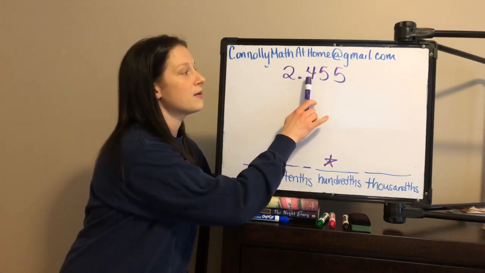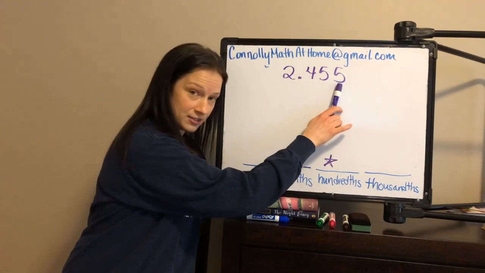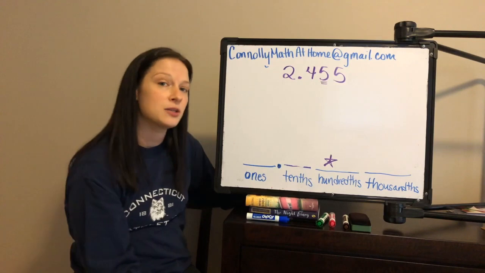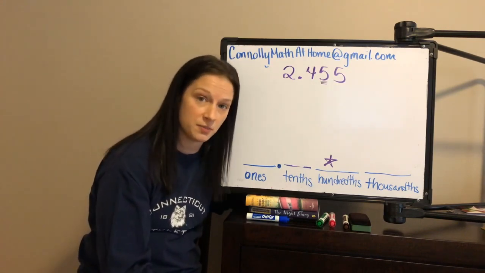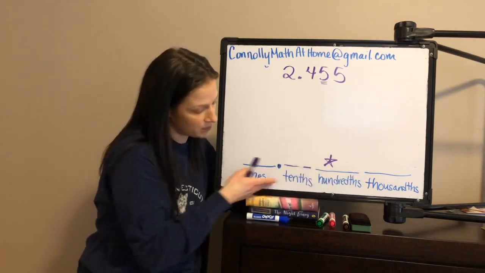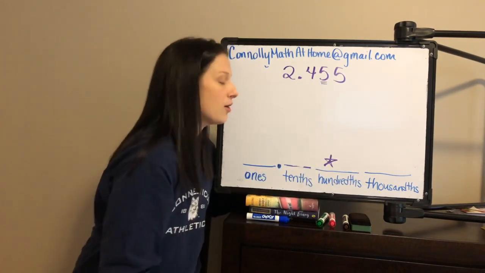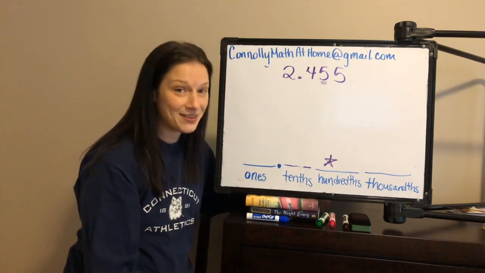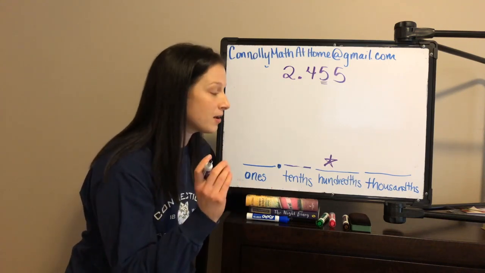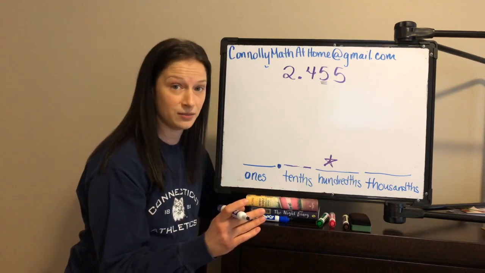2 and 455 thousandths, okay? And we are going to be rounding to the hundredths place, okay? So I underlined the digit in the hundredths place. You have your place value chart here to help you. Okay, so we have to think about which 2 hundredths it is in between, okay?